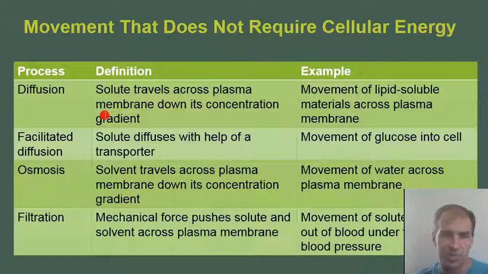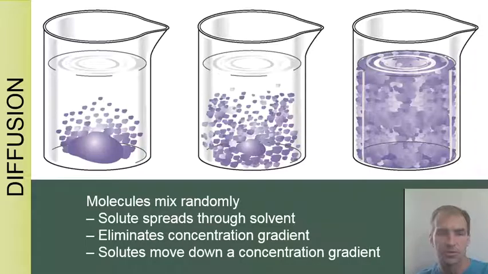Facilitated diffusion, which basically is just diffusion but needs to be helped, typically with some protein transporter. Osmosis, which is the movement of water across the plasma membrane, across a concentration gradient. And then filtration. And like I said, we're going to get into each of these a little more in depth in a second. All right, so let's look at diffusion.